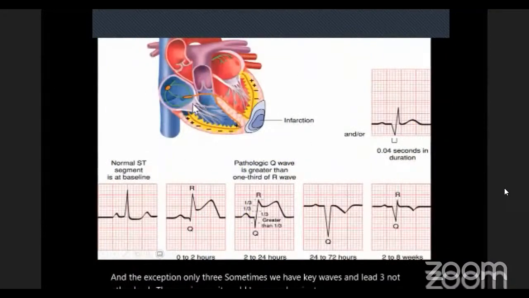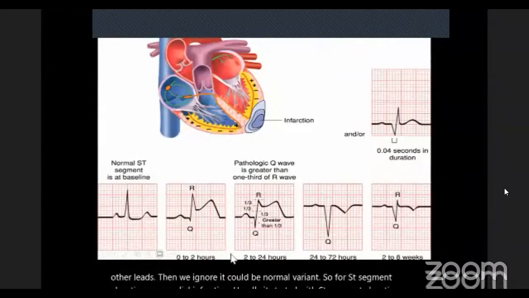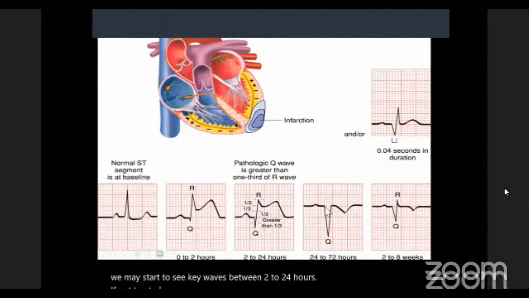So for ST segment elevation myocardial infarction, usually it starts with ST segment elevation. Then we may start to see Q waves between 2 to 24 hours. If not treated, then we start to lose the R wave and we have QS. And then it may persist as QS for a long time.